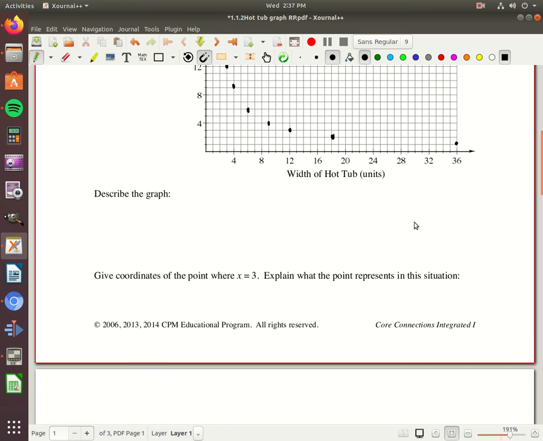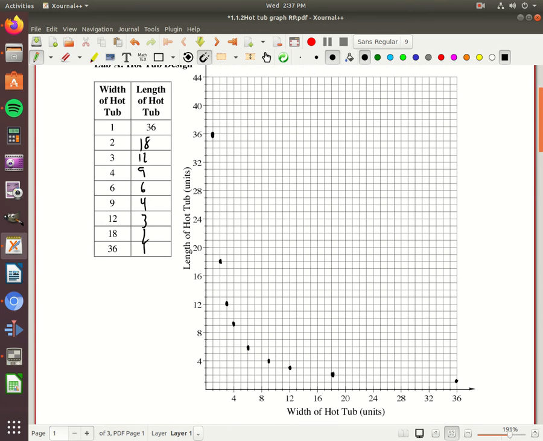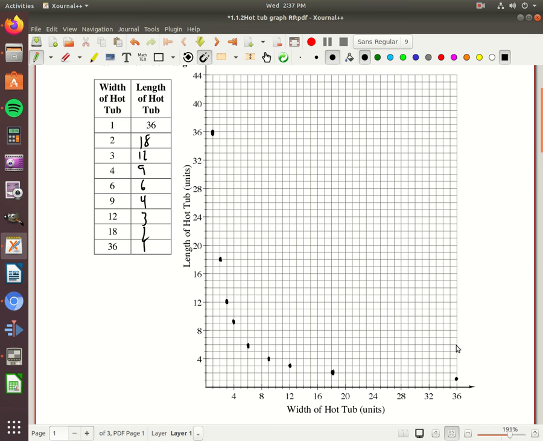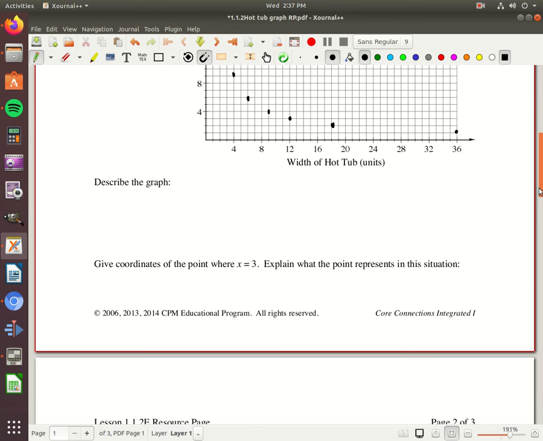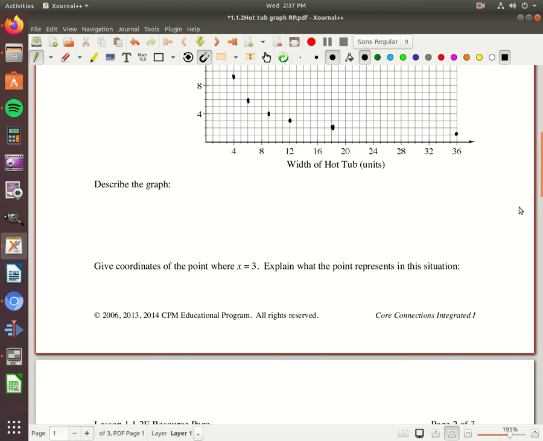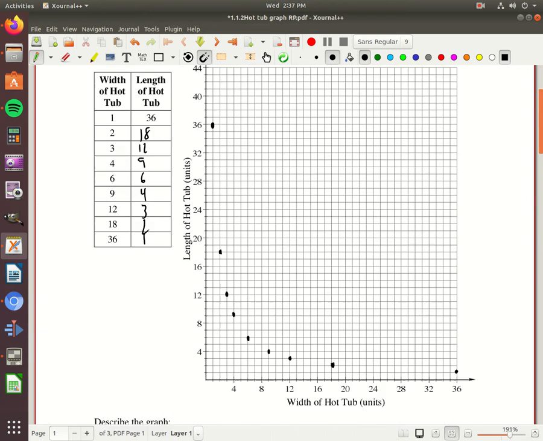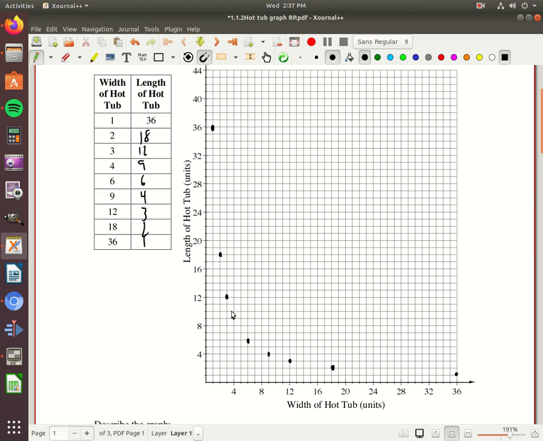So a couple things. It says describe the graph. Well, we'll talk about this more later, but essentially it's obviously a curve. I don't think we should connect the dots because we can't have partial tiles. We don't have a y-intercept or an x-intercept because we'll never have a width or a length of 0. And then it asks us to give the coordinates for x equals 3. Well, 3 obviously ends up being 3, 12.